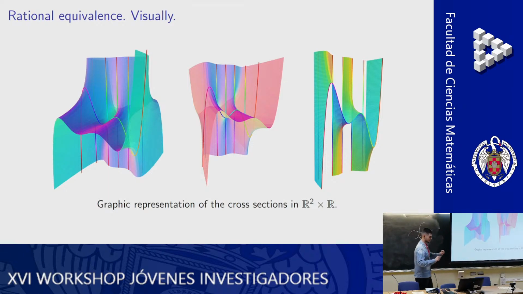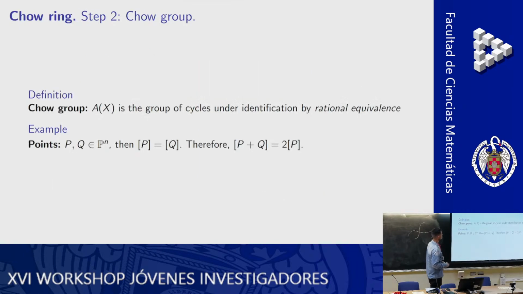Okay, so if we have two curves that can be expressed as cross sections of the same variety up there in the product, those are going to be equivalent. So if we introduce this equivalence relation in the group of cycles, we get what we call the Chow group. Okay, so for example, what can we say about the Chow group of the projective space?